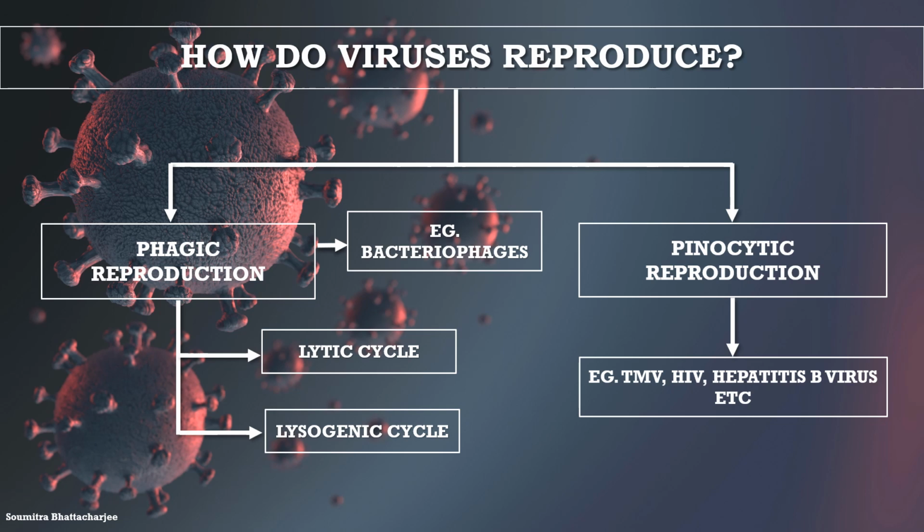The lysogenic cycle is actually followed by the temperate non-virulent phage like the lambda phage, while the lytic cycle is actually followed by the T series phages like T2, T4, etc.